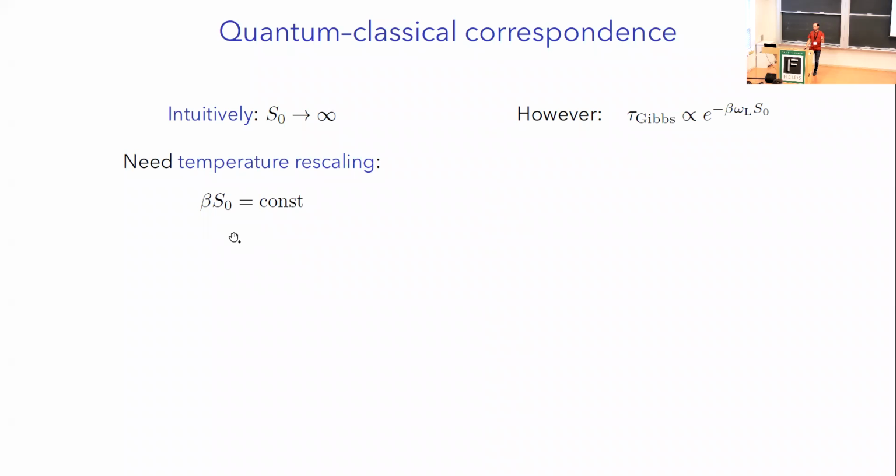Where one says that the temperature, well, the spin length divided by the temperature remains constant as the spin length increases. If one does that, then it has been proven before. There is this result by Miller, Leff, and Lieb, where they show that then the quantum partition function converges to the classical one, right? But one needs to introduce this scaling in the temperature.